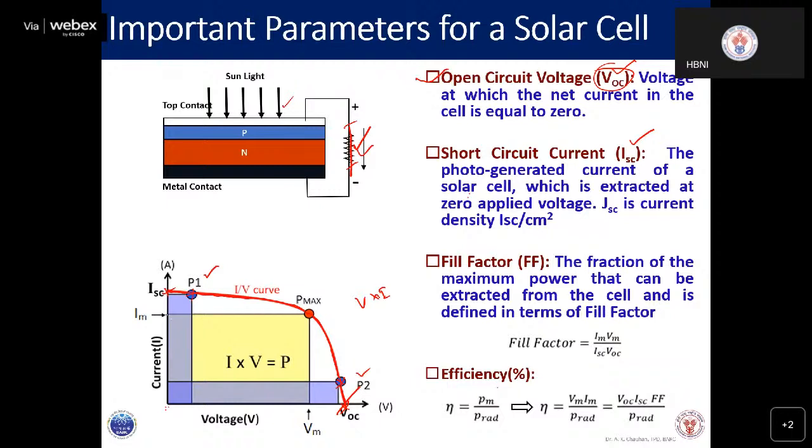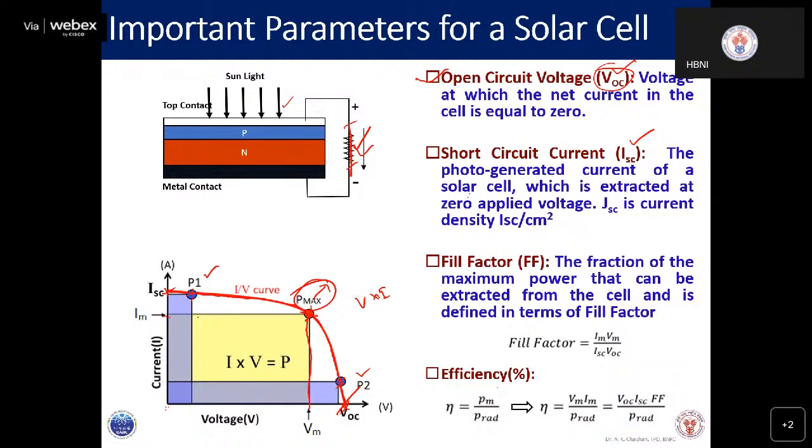By following this, we get a point where this area is maximum. So ideally, we want to operate my solar cell on this point where I can draw the maximum power.